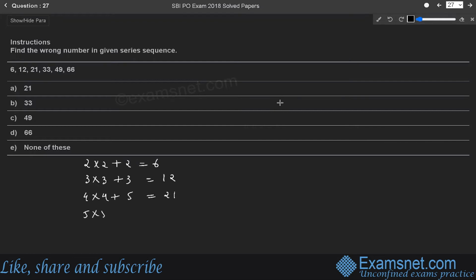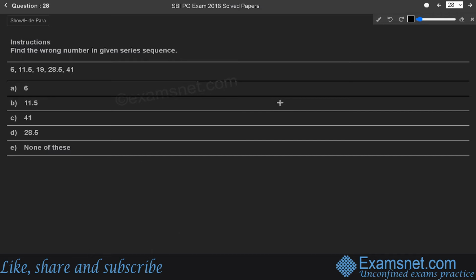5 into 5 plus 8 gives 33. And 6 into 6 plus 12 gives 48. So the number which does not follow the pattern here is 49. So we can say that the wrong number here is 49. So the correct option will be option number C here.